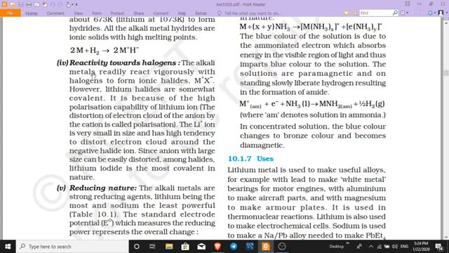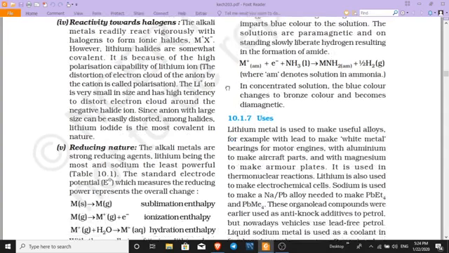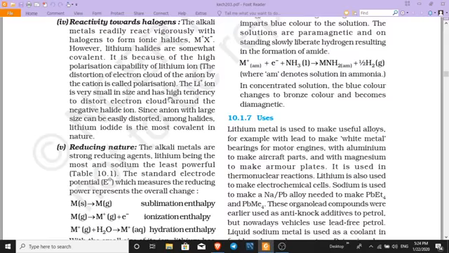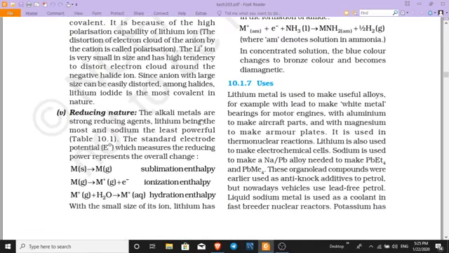Now what is the reactivity towards halogens of alkali metals? The alkali metals readily react vigorously with halogens to form ionic halides, M+X-. However, lithium halides are somewhat covalent. It is because of the high polarization capability of the lithium ion. The Li+ ion is very small in size and has a high tendency to distort the electron cloud around the negative halide ion, since an ion with large size can be easily distorted. Among halides, lithium iodide is most covalent in nature.